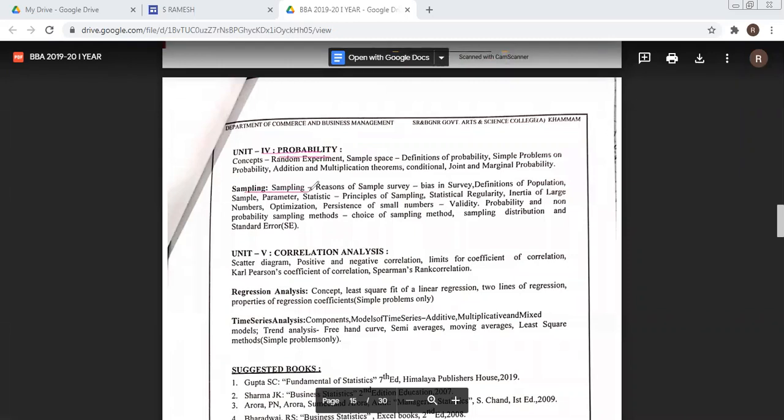From probability, what is sampling? Explain the reasons for sample survey. Why a person chooses a sample survey? What are the reasons? That is an important question. What is addition theorem and what is multiplication theorem?